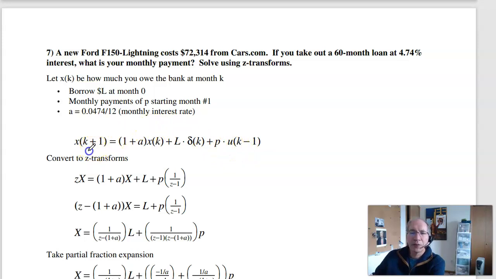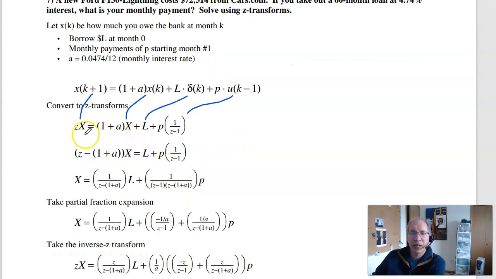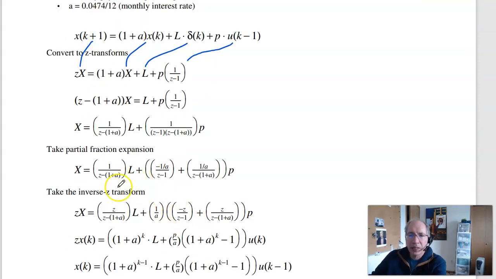Take the Z-transform. The future value is zX. X is just X. Delta is 1. And a unit step is z over z minus 1, delayed by 1 gives you 1 over z minus 1. Now bring all the x's left. Solve for X. Do a partial fraction expansion for this term. Take the inverse Z-transform. And again, I don't have any z's in the numerator. I want those, so multiply both sides by z. That puts this in the form that's in my table.